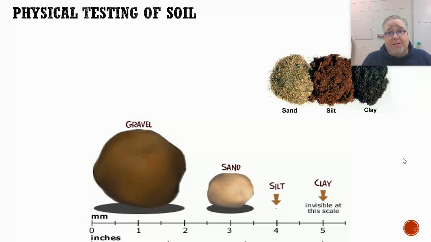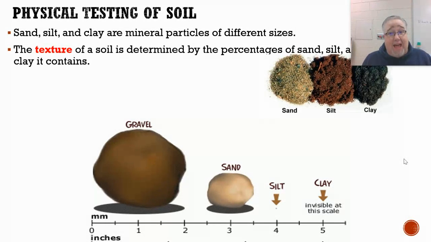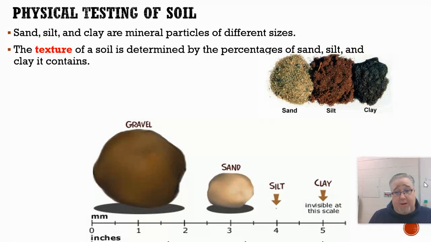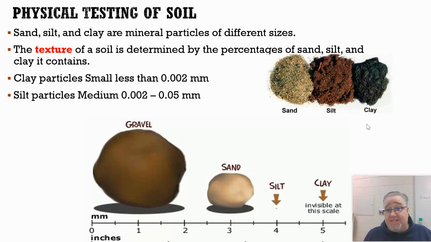All right, now physical testing. The biggest thing that we look at with soil when it comes to the physicality of soil is the texture of the soil. Now, texture is basically due to three different particles that are found in all soils. One of them is called sand. You've probably heard of sand. One of them is called clay. You've probably heard of clay. And the other one is called silt.